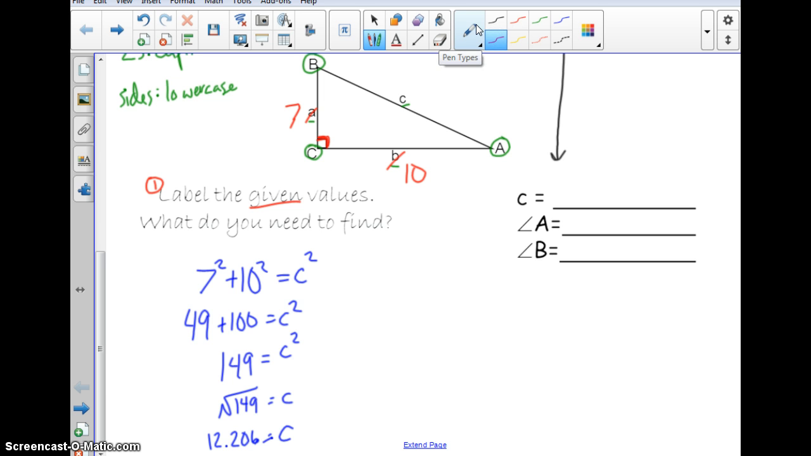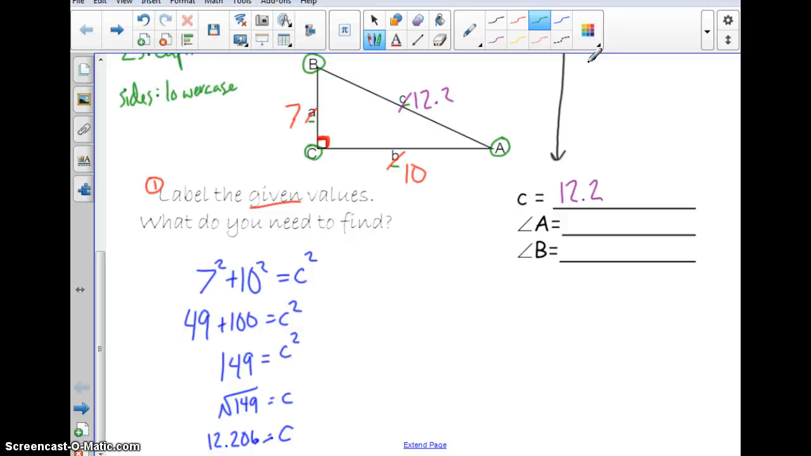For right now, for this particular problem, I'm going to let you just write that as 12.2. So the length of C, this hypotenuse, is approximately 12.2. But that's just one thing I need to solve. I also need to find angle A and angle B. So in order to do that, I'm going to have to use one of my other methods.